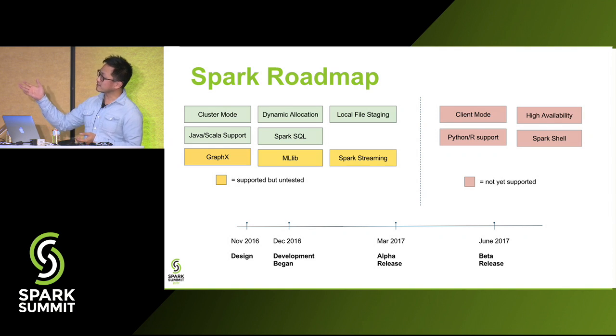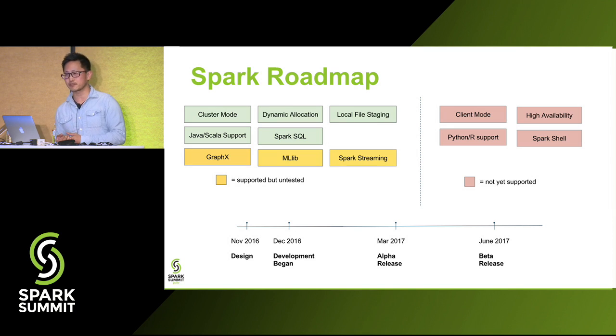But the next steps, we're going to definitely want to support the Python and R bindings. That's actually currently actively being developed by the community. Spark Shell, high availability, so things like how do I get my Spark streaming checkpoints, or all the HA features that you expect running Spark in production, we will try to incorporate them as well.